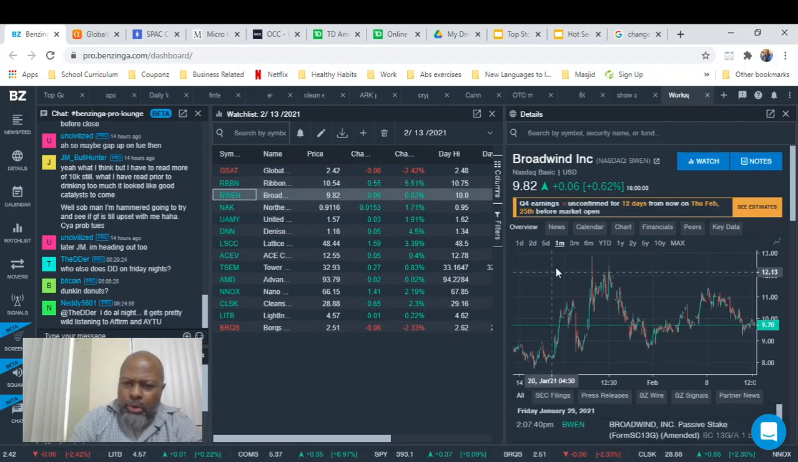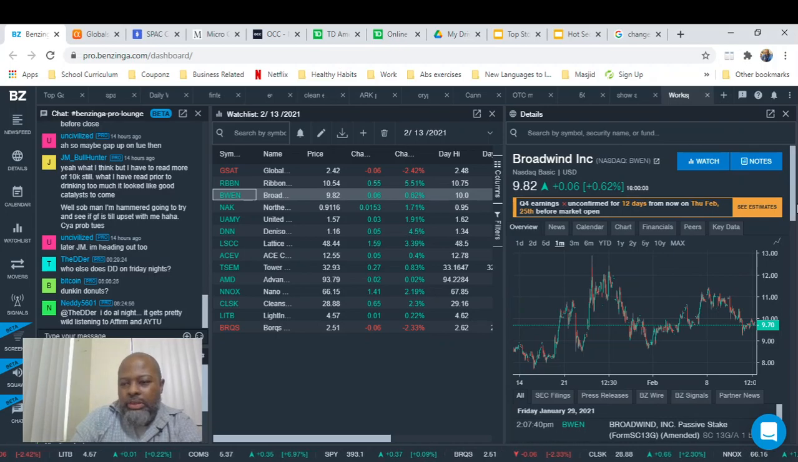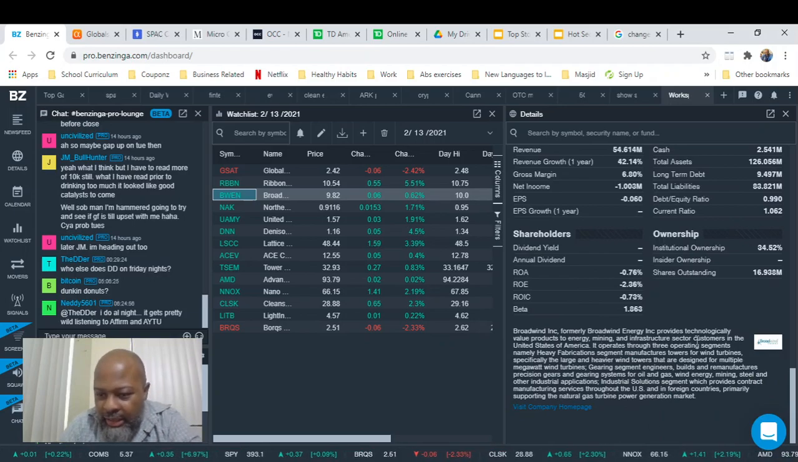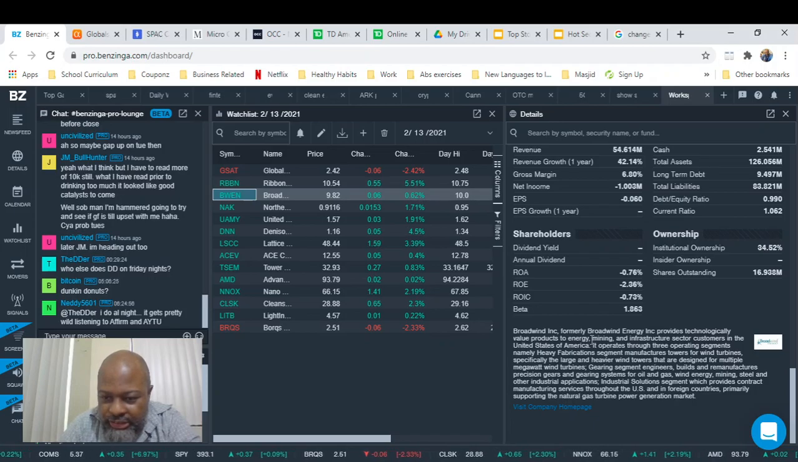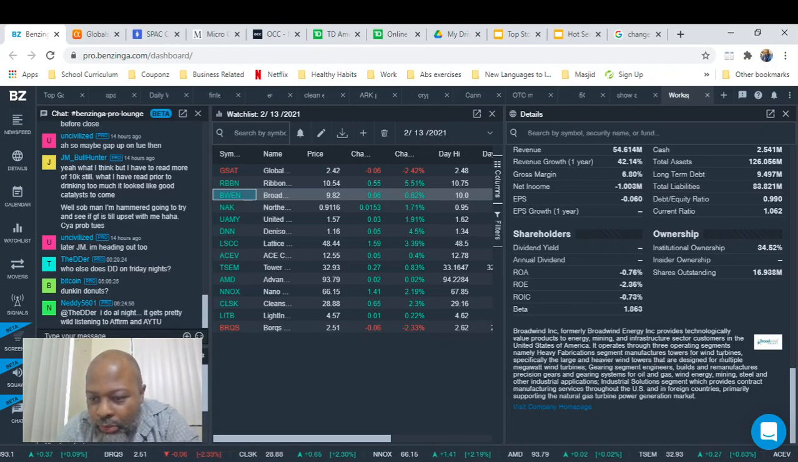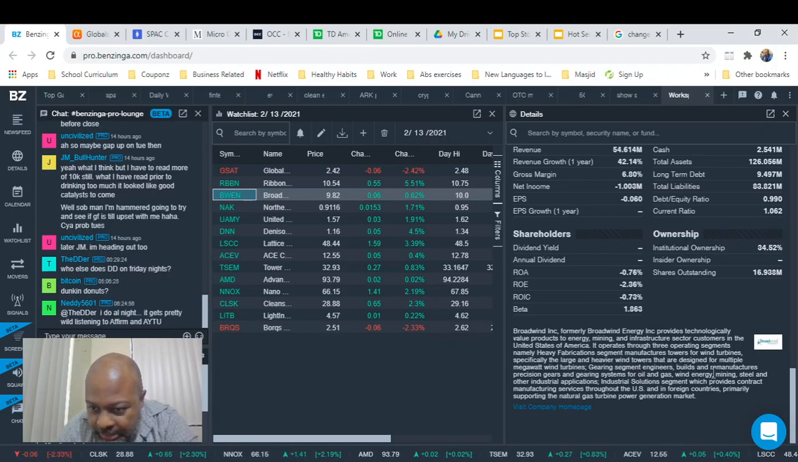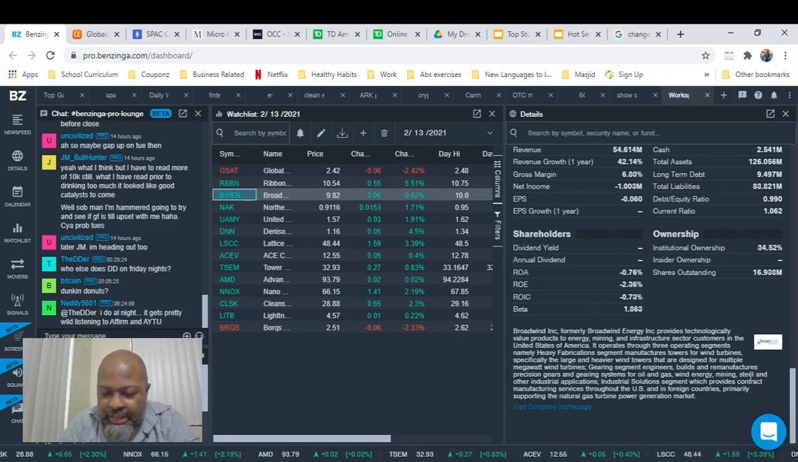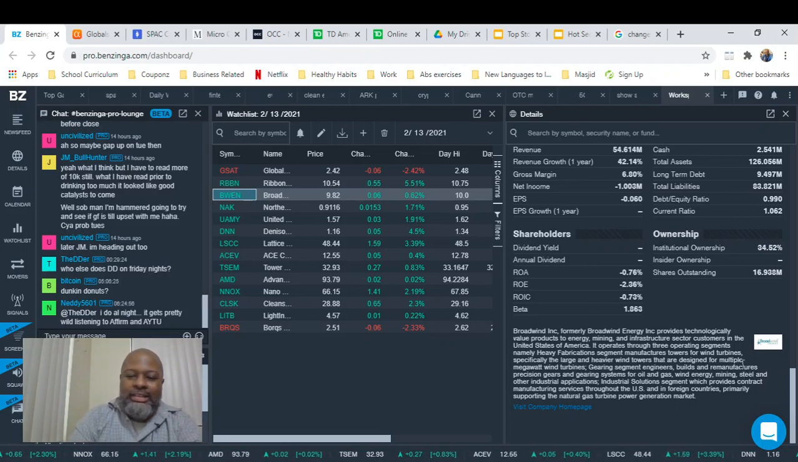And here's a company I found, Broadwind. There used to be a company called Broadwind Energy, but if you look at their synopsis here, they provide technology and value-added products to energy, mining, and infrastructure customers in the United States of America, and it operates through three segments: heavy fabrications, a towers segment that manufactures towers for wind turbines, specifically large and heavier wind towers, and a gearing segment that engineers, builds, and remanufactures precision gears and gearing systems for oil, gas, wind, energy, mining, steel, and other applications. So they're in a lot of my hot top sectors.